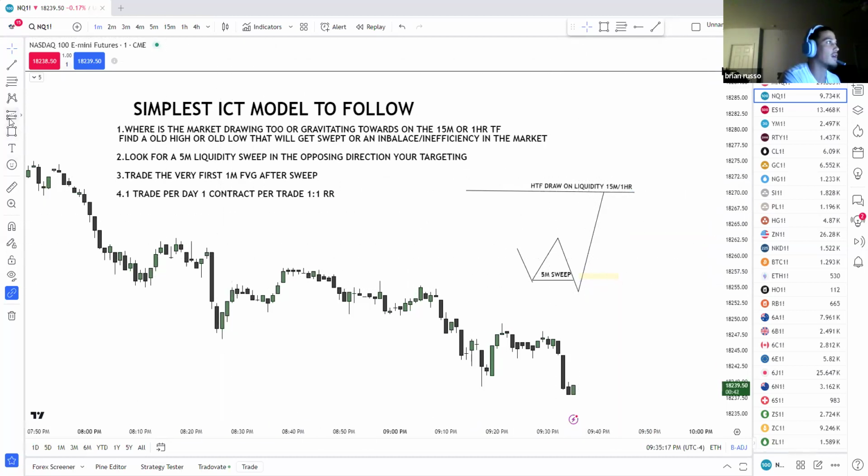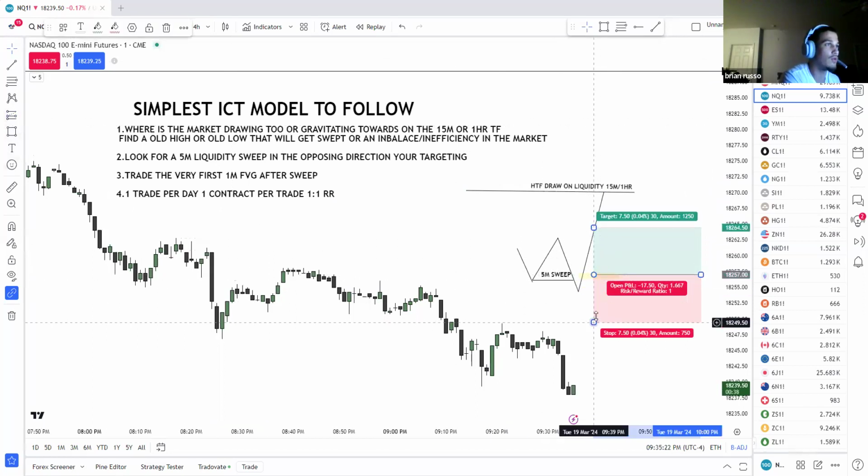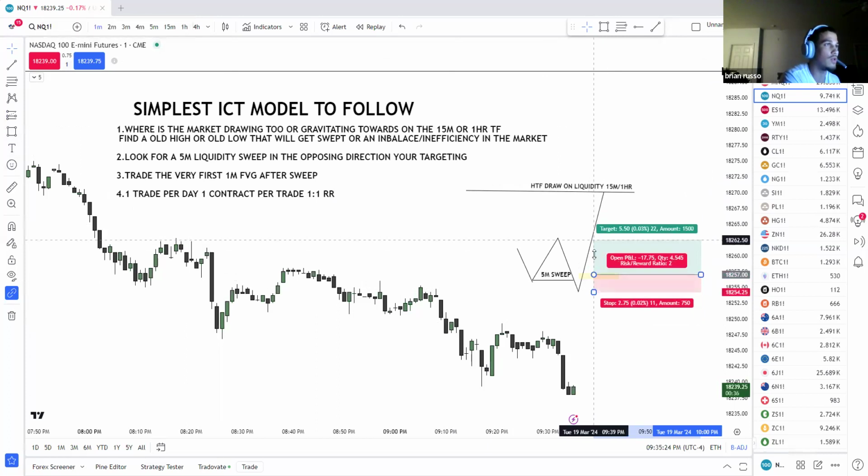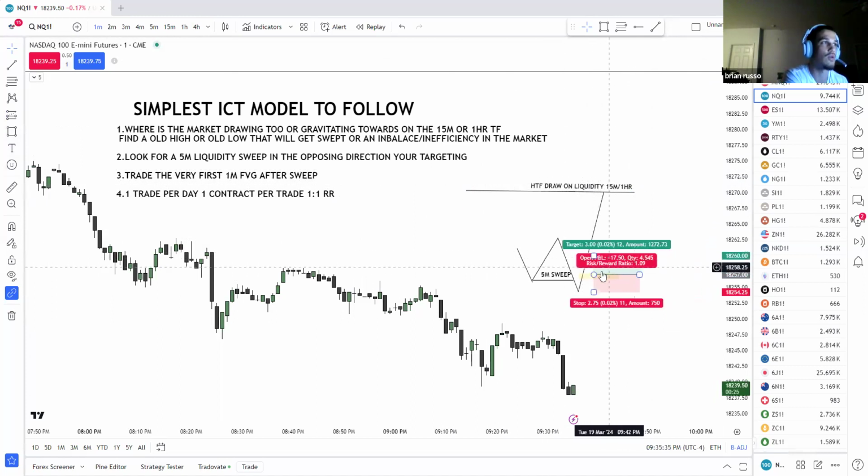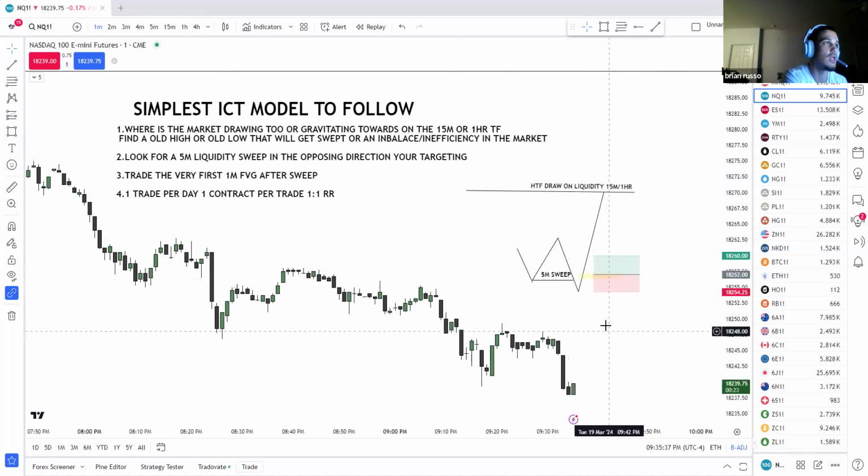You're going to set a 1-to-1. Your stop is below the old low, and you're targeting a 1-to-1. He only lets his son trade one trade per day and one contract per day, and he's taking a 1-to-1. He doesn't care if this hits or not, but he needs the draw on liquidity so this trade can play out. So this is the model right here.